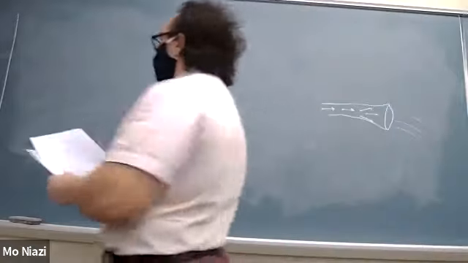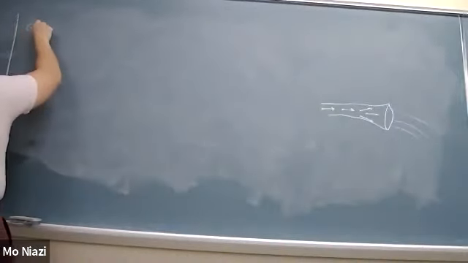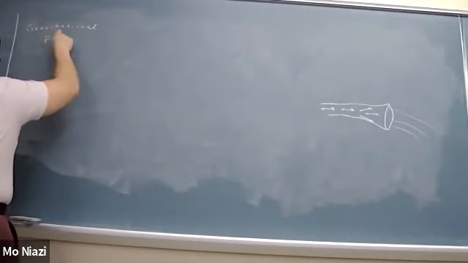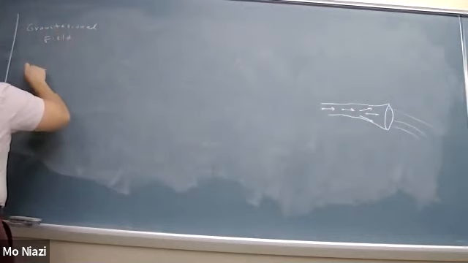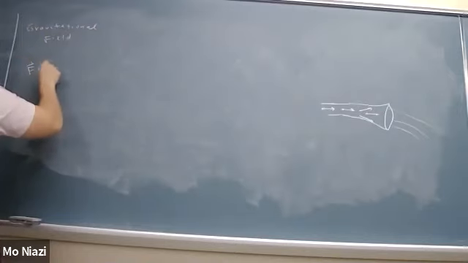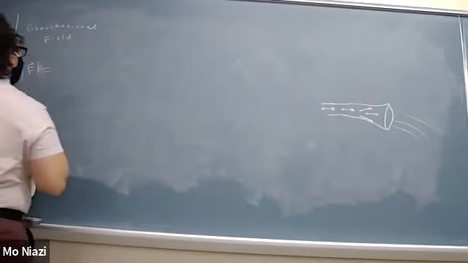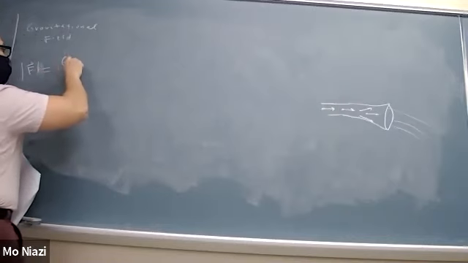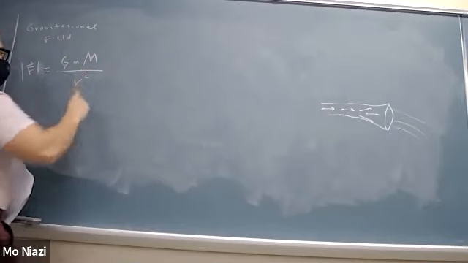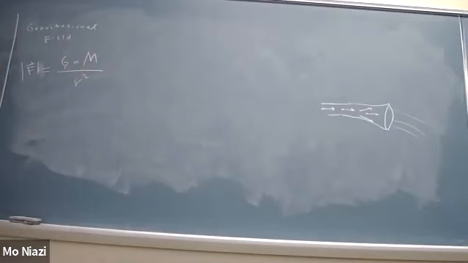Okay. So in the gravitational field, Newton's law of gravitation says that the magnitude of the force of gravity is the gravitational constant times the first mass times the second mass divided by the distance between them squared. This is Newton's law of gravitation. Okay. But that's just the magnitude. What if we wanted the vector?